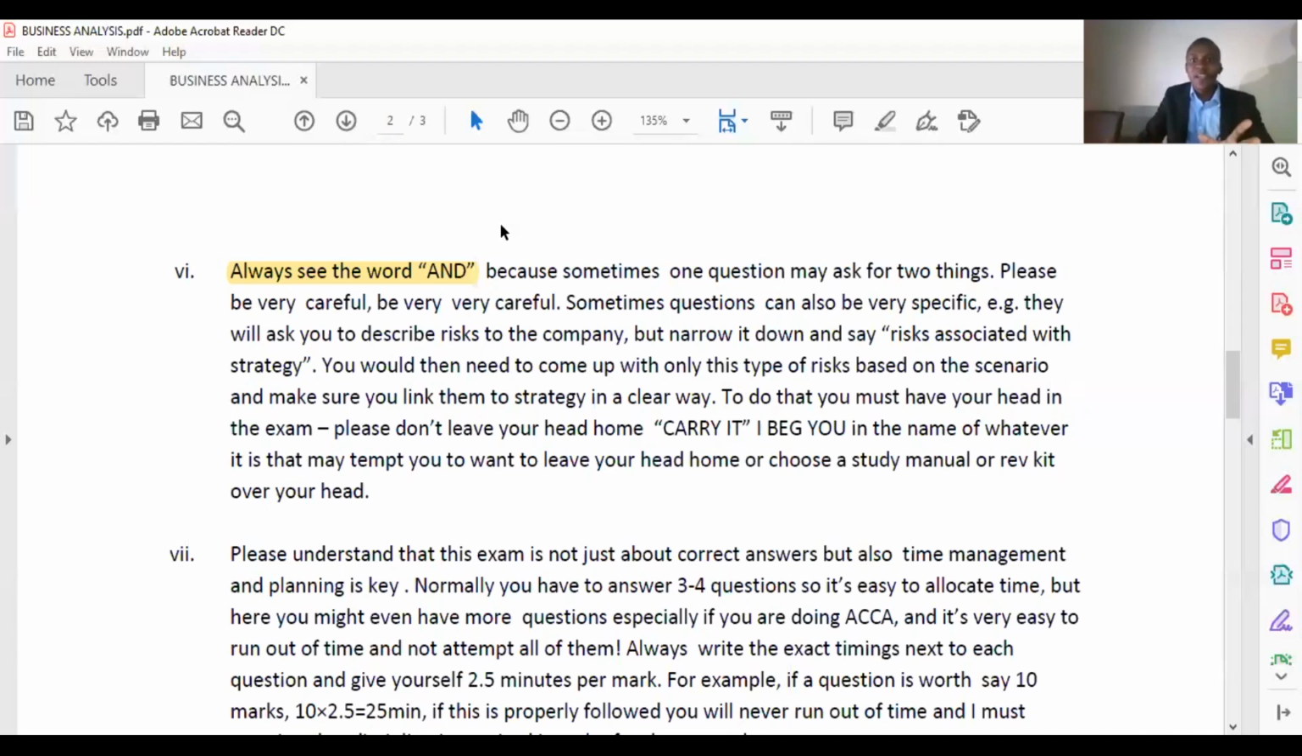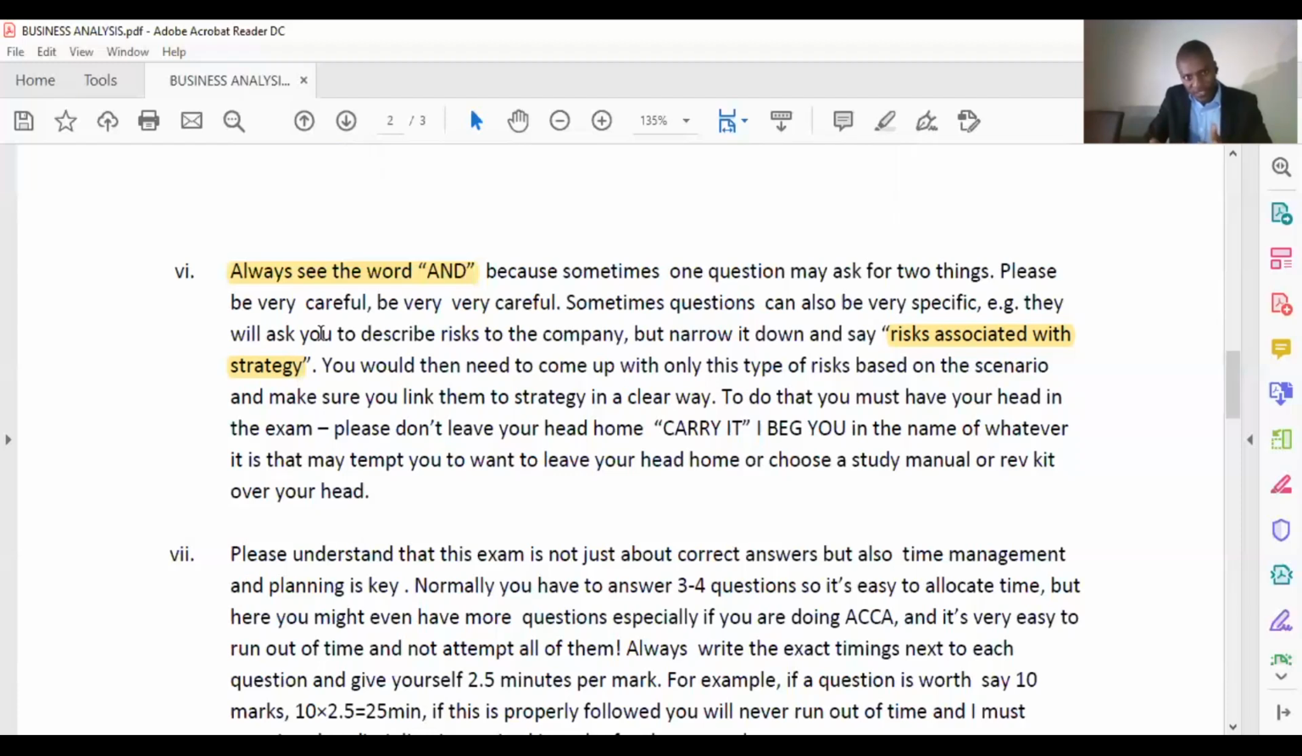Take, for example, they will ask you to describe risks to the company, but narrow it down and say risks associated with the strategy. You see? So the exam is going to narrow it down to this point here. So that means you have got to answer the question and talk about the specific risks that are in line with this specific strategy. Do not generalize answers in this exam. Otherwise, you waste 3 hours just rambling about in the exam, and the examiner won't do so much about it.